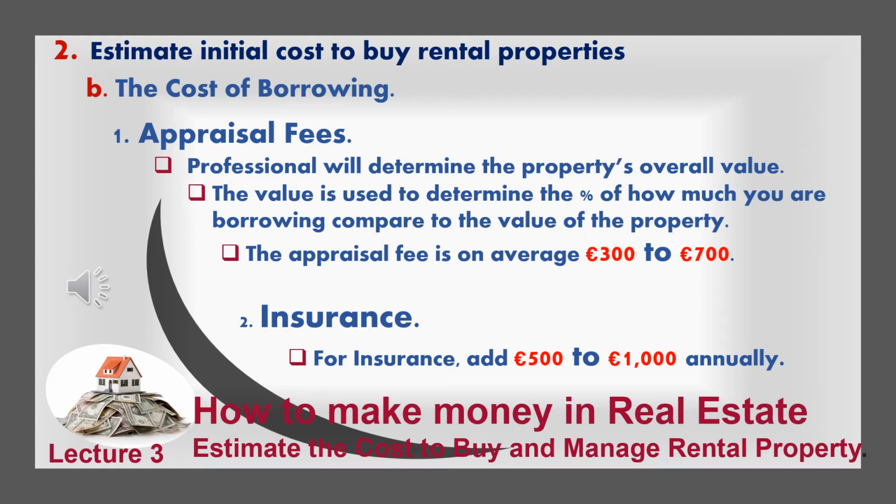Insurance. Typically, you may be required to have insurance when you take out a loan. Property insurance refers to a series of policies that offer either property protection or liability coverage. Property insurance can include homeowners insurance, renters insurance, flood insurance, and earthquake insurance, among other policies. The three types of property insurance coverage include replacement cost, actual cash value, and extended replacement cost. For insurance, add an annual expense between €500 and €1,000.